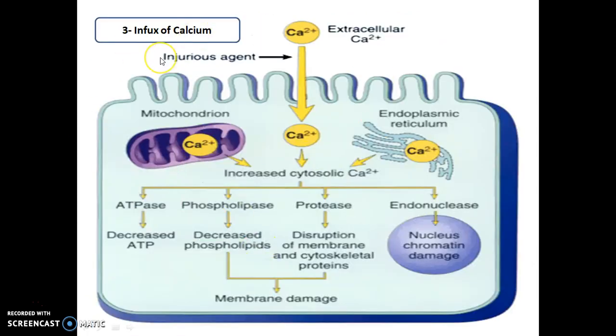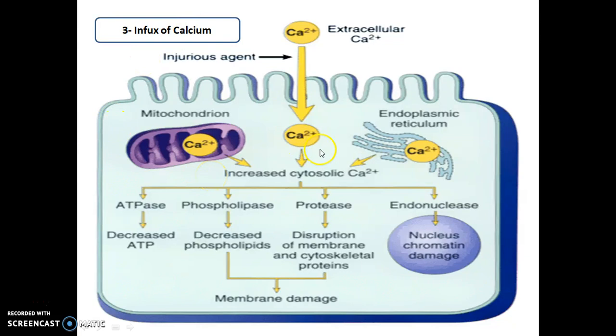The third mechanism is the influx of calcium. As you all know, calcium ions are important mediators of cell injury. In keeping with this, depleting calcium protects cells from the injury induced by a variety of harmful stimuli. Cytosolic free calcium is normally maintained at low concentration, meaning the cytosolic calcium level is low as compared to the extracellular compartment. But when there is damage to the plasma membrane, there is influx of calcium from the extracellular compartment to the intracellular compartment.